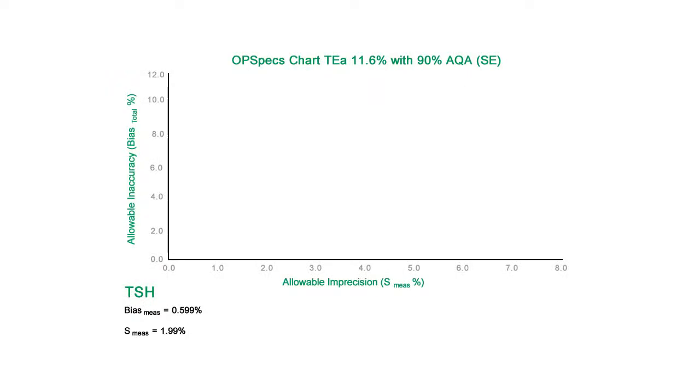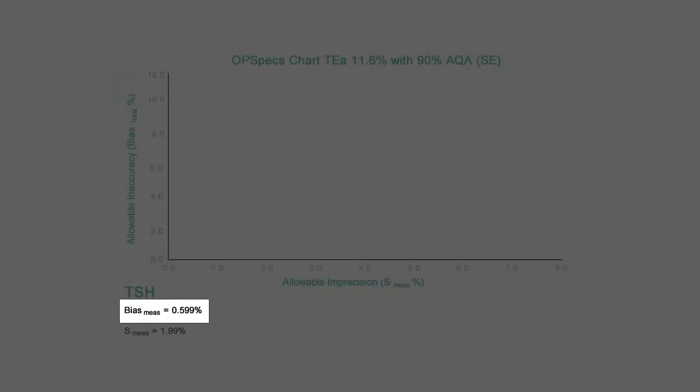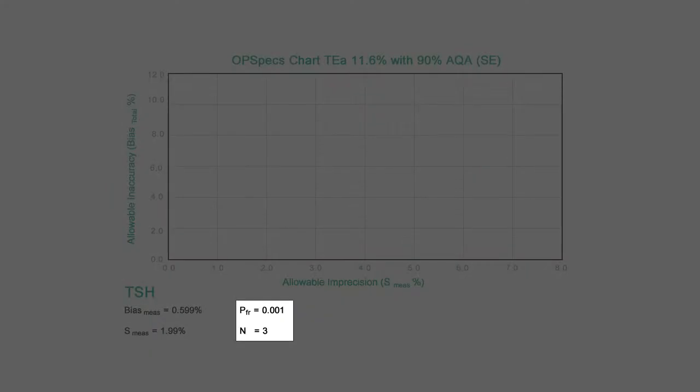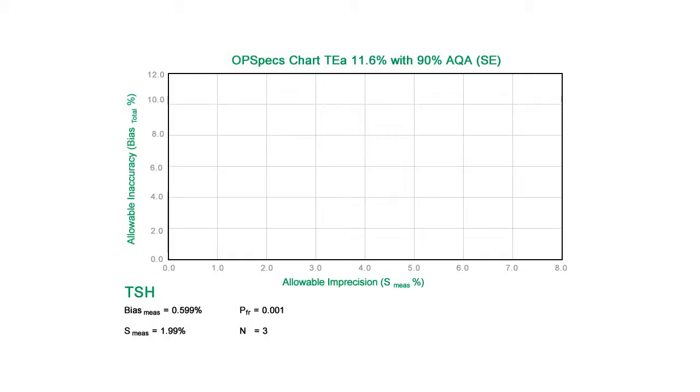The vertical axis displays the allowable inaccuracy. The actual inaccuracy value is also provided in the chart footer. The footer also provides the probability of false rejection and the number of control measurements.